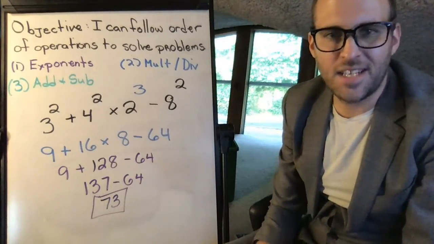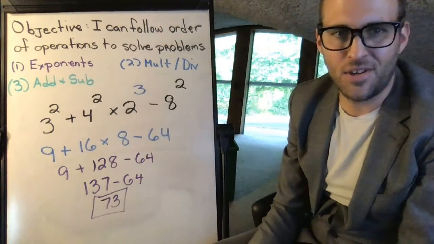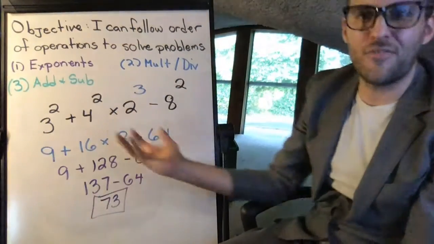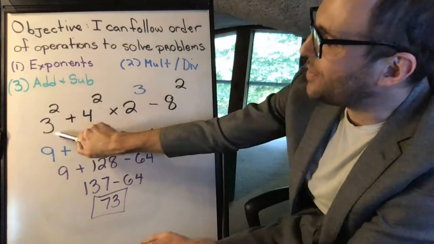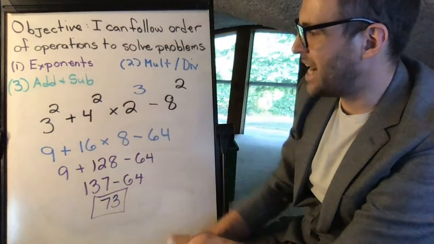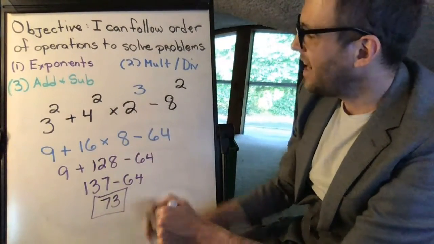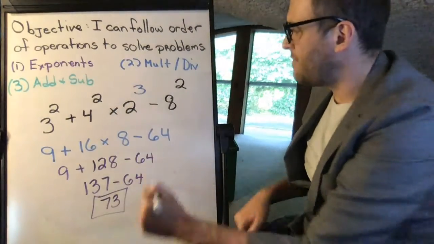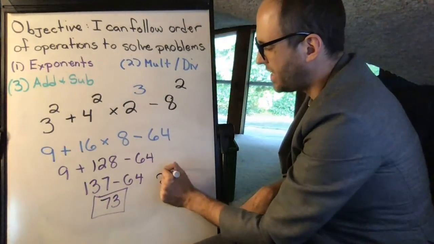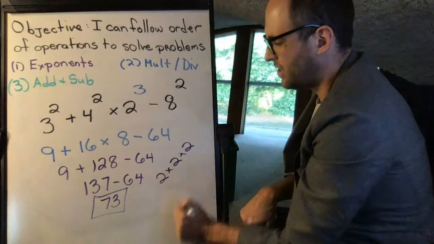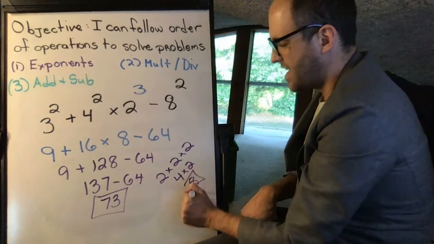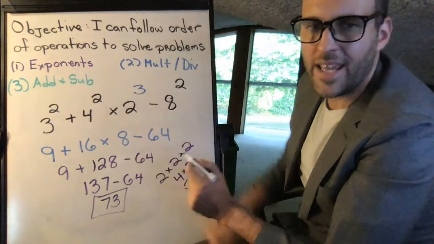73 was the answer to this problem. Let's take a look. There are 4 exponents here, which means you have to go from left to right, which means you have to start with 3 to the 2nd power, which gets you 9. 4 to the 2nd power, which gets you 16. And 2 to the 3rd power, which gets you 8, because remember our base number here, 2, but now we have to write it 3 times. Times 2 times 2. 2 times 2 is 4, times 2 more is 8. So 2 to the 3rd power equals 8.